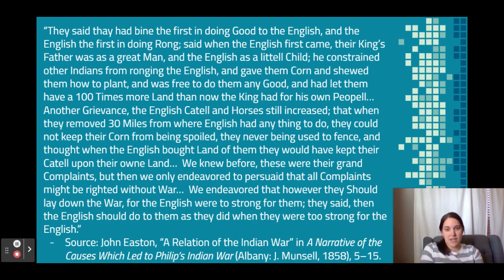Another grievance: the English cattle and horses still increased, that when they removed 30 miles from where the English had anything to do, they could not keep their corn from being spoiled. They never being used to fence, and thought when the English bought the land of them, they would have kept their cattle upon their own land.